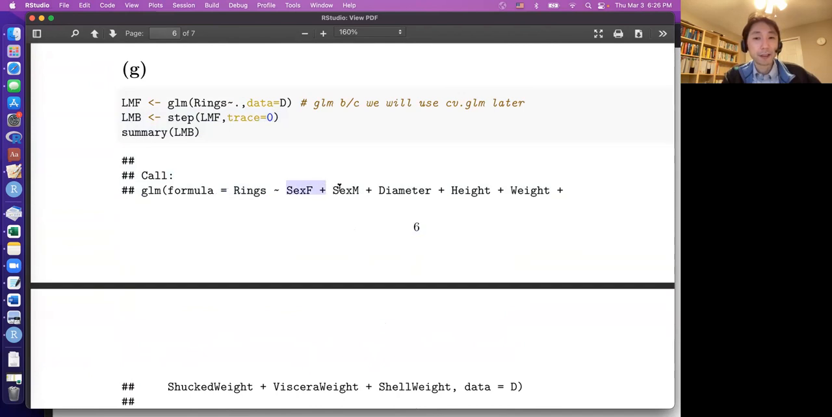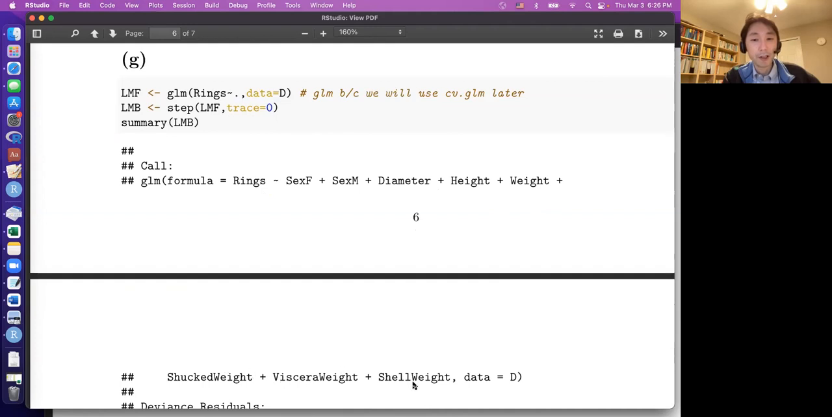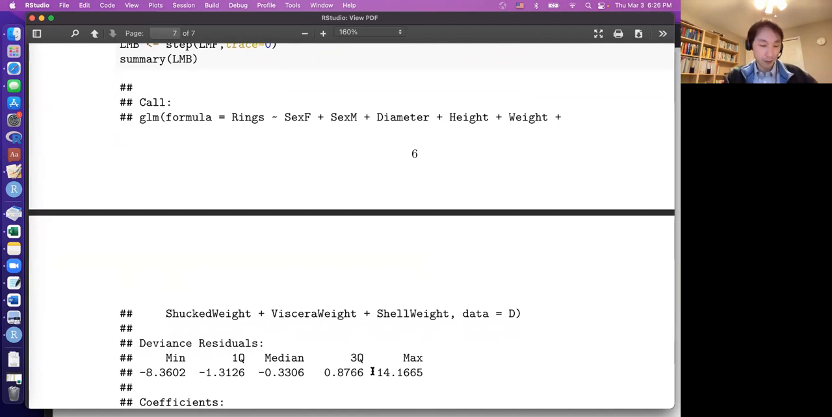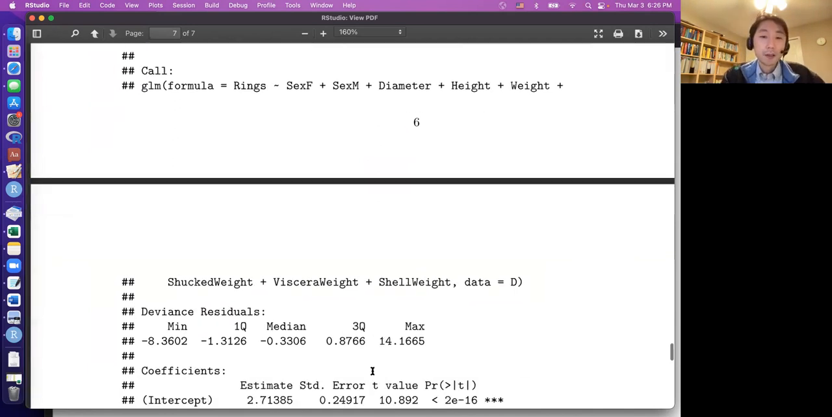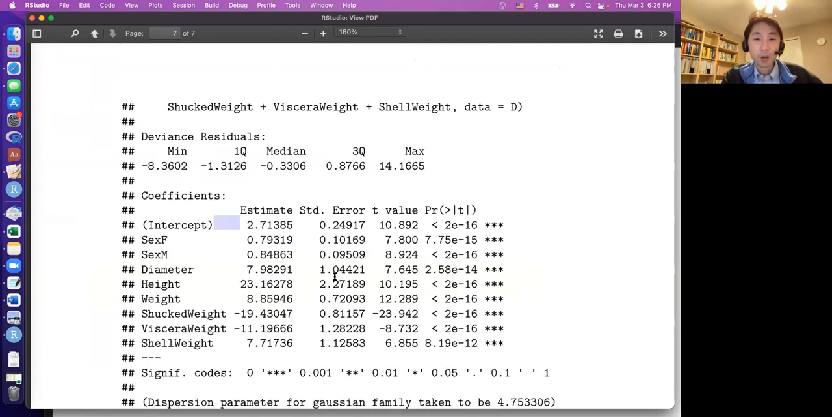Okay, so the final best model is here. Rings on sex F, sex M, diameter, height, whole weight, shucked weight, visceral weight, and shell weight. So 1, 2, 3, 4, 5, 6, 7, 8. Originally we have 9 variables, so we dropped one. What was dropped? Maybe length. Length has been dropped. So these are the variables we keep, and all variables are very significant, you can see.